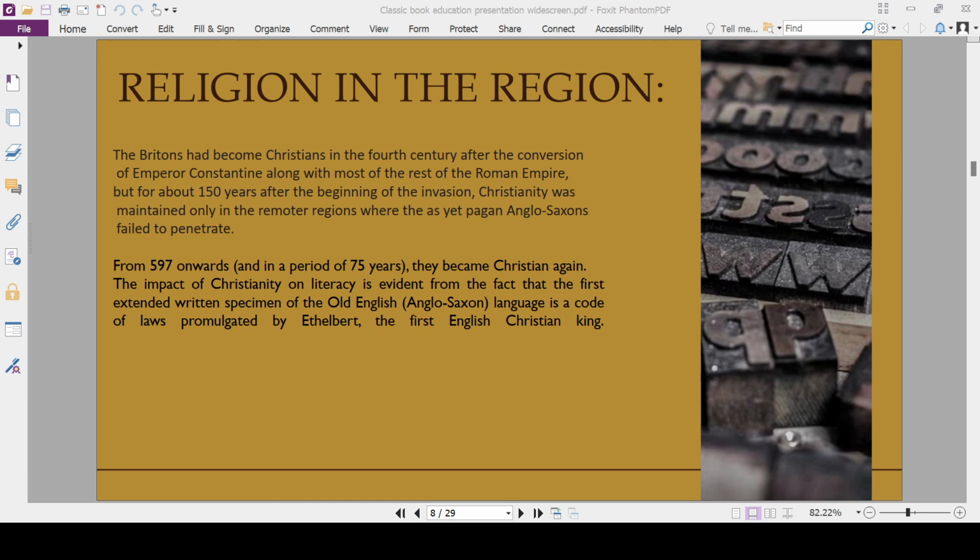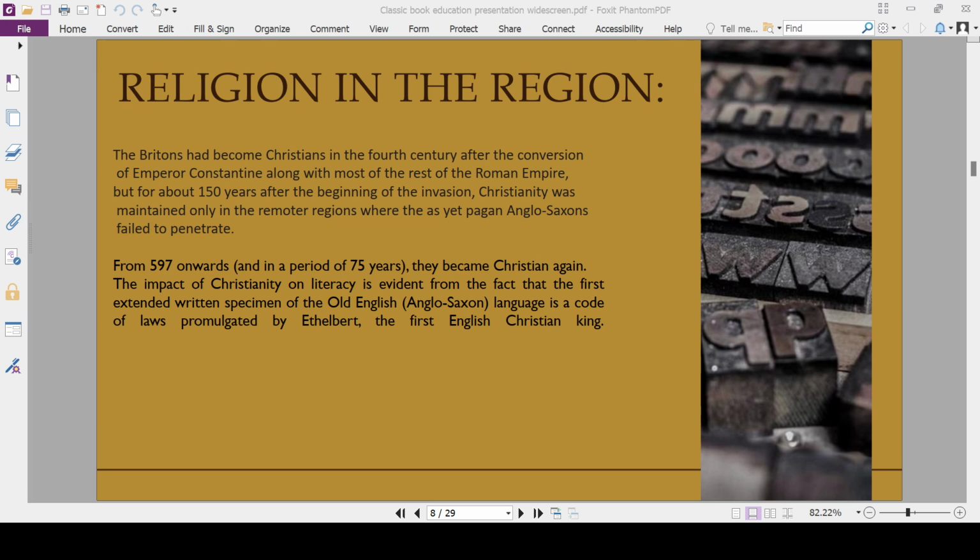Now, during this epoch, religion assumed a pivotal role. The Britons, as I said, had embraced Christianity in the 4th century, and they were mostly influenced by their emperor called Constantine, who converted to Christianity. And they continued their adherence to this faith, even under the Roman rule.